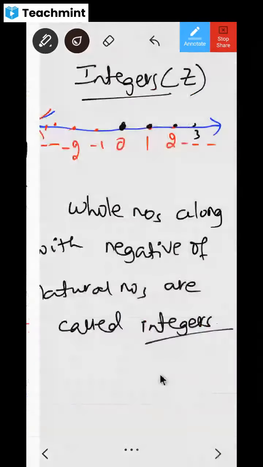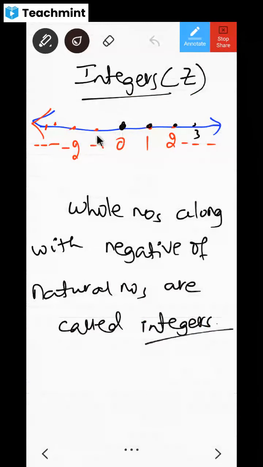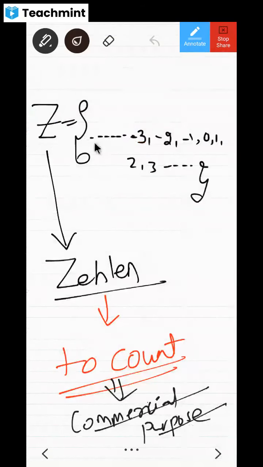When we talk about integers, integers means all these whole numbers along with the negatives of natural numbers. Look at this. Whole numbers means 0, 1, 2, 3, 4, 5, 6, all that. And negative of natural numbers means -1, -2, -3. All these come in integers. The representation of integers is dot, dot, dot, -3, -2, -1, 0, 1, 2, 3, 4, then dot, dot, dot. It goes up to infinity. Z came from Zahlen, which means to count, so for commercial purposes we are using them.